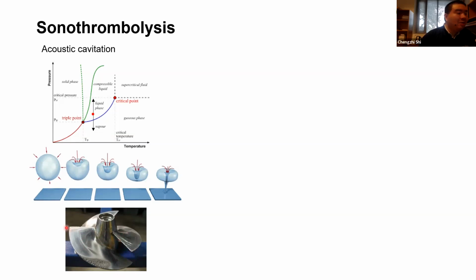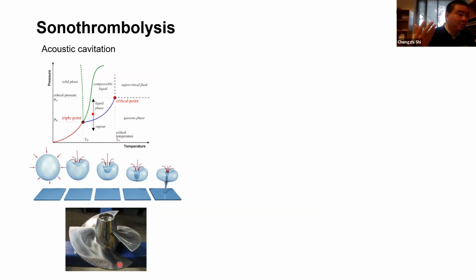What happens is when you have this propeller, which is propelling the submarines underwater, it creates a low pressure region outside the propeller. And because the pressure is low enough, they form this vapor. And because it's near the solid surface, the cavitation results in microjetting and then results in damage of the propeller. That's what the Navy is trying to avoid.